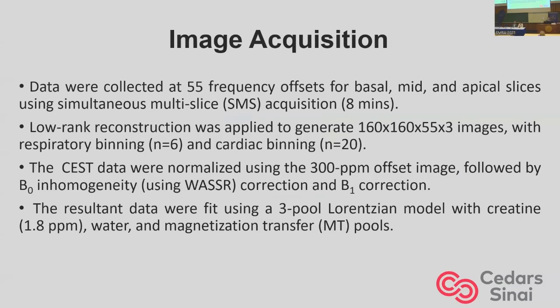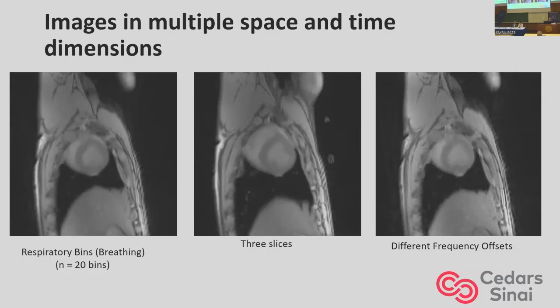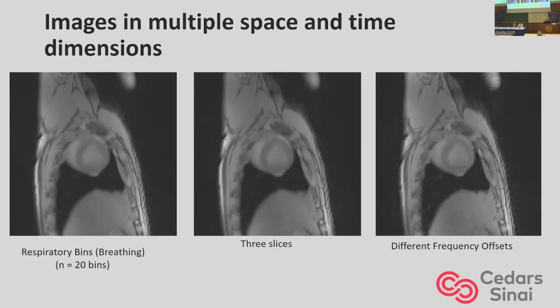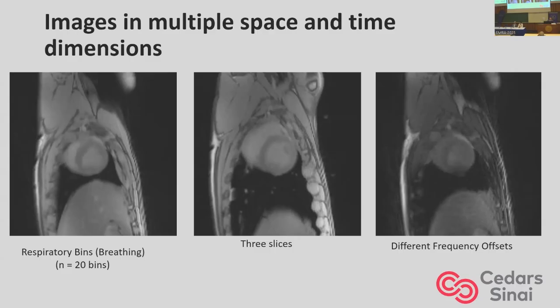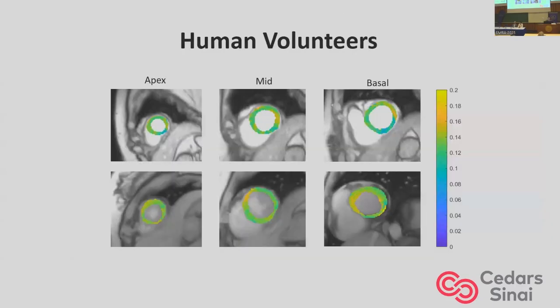Here are some more details of the acquisition. It's again 55 frequency offsets, and we do 3 slices with a total time of 8 minutes. There are different bins, and the offset frequency for creatine is 1.8 ppm. Here are some raw images that show the different time-resolved imaging slices with the respiratory bins and different offset frequencies. It just shows the quality of the images, which is not perfect, but it's sufficient for some studies, shown here in human volunteers.